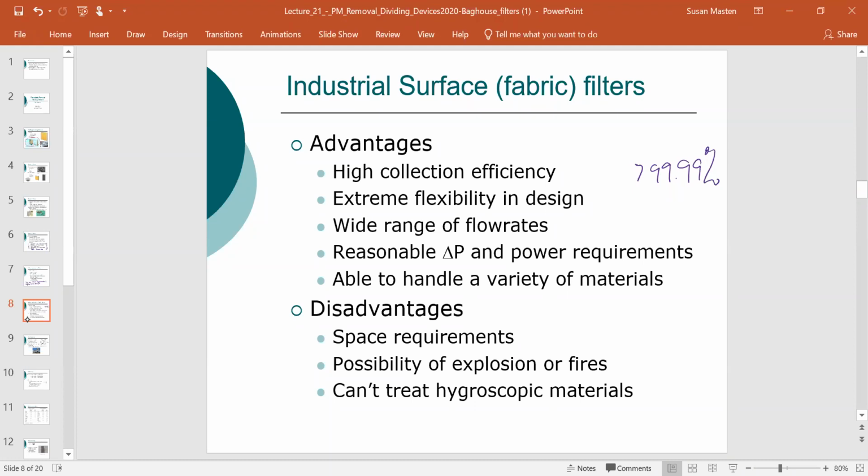The biggest disadvantage is the space. They're large. Similar to ESPs, which are also large, these are large devices. They take up a lot of space.